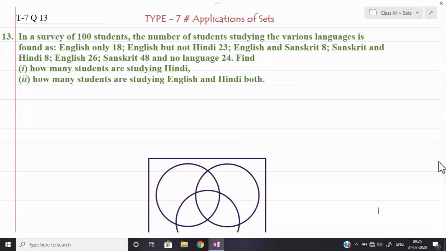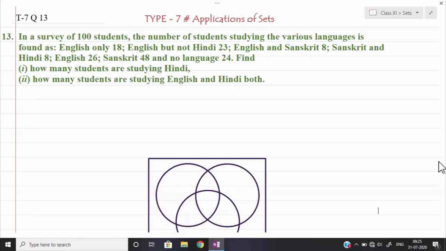Second, English but not Hindi. It means they are studying English, and along with English they may be studying any other subject, but they have not taken Hindi. You can assume it like that. Suppose you are studying physics but not maths. Along with physics, you may have taken chemistry, but mathematics you are not studying. So like that, the combination is given over here.